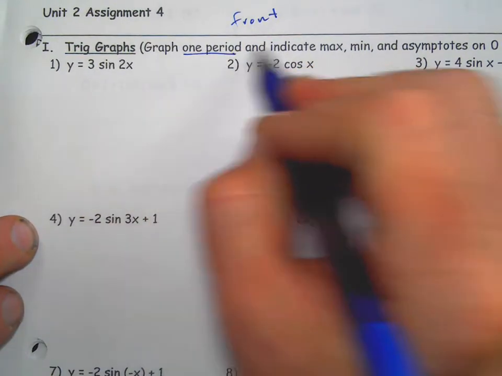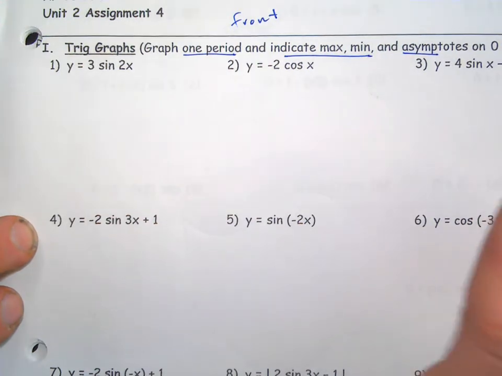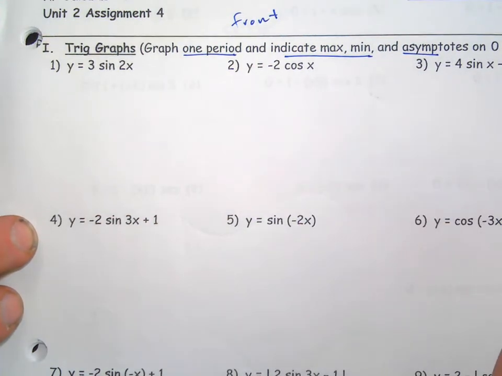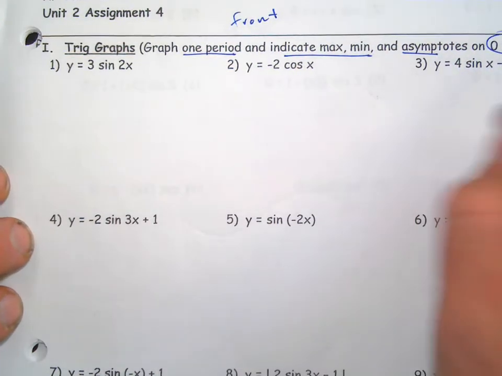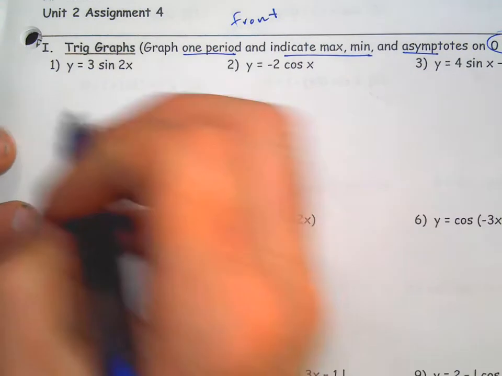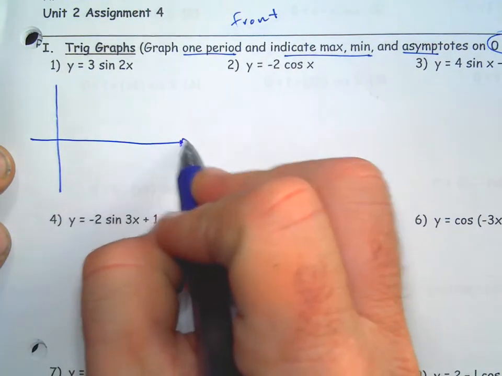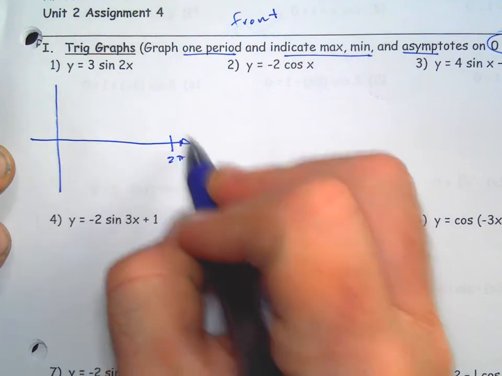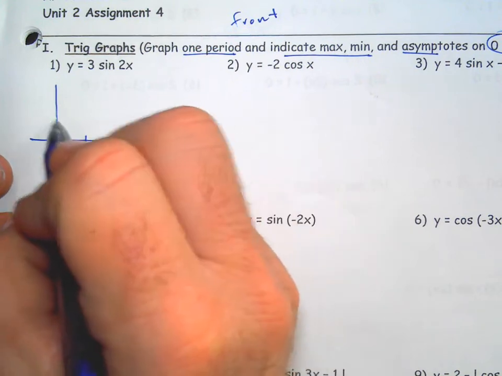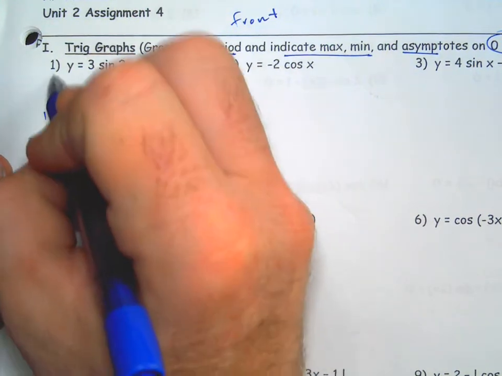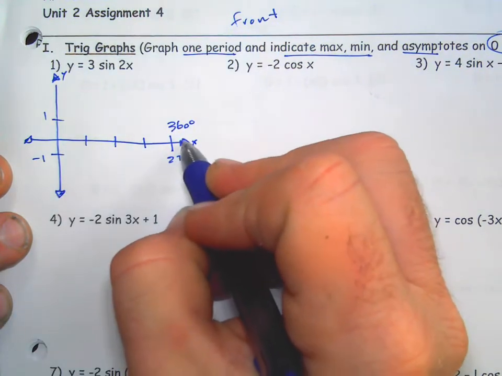Graph one period, indicate max and min. Asymptotes for the max and mins, I guess. I don't know, it's not really asymptotes on these. 0 to 2 pi, 360, you want radians and degrees. So first step, we're going to graph this. We're going to graph one period worth, 2 pi, 360 degrees, cut in half, cut the halves in half, go negative 1 to 1, label your axes, arrows, X and Y.